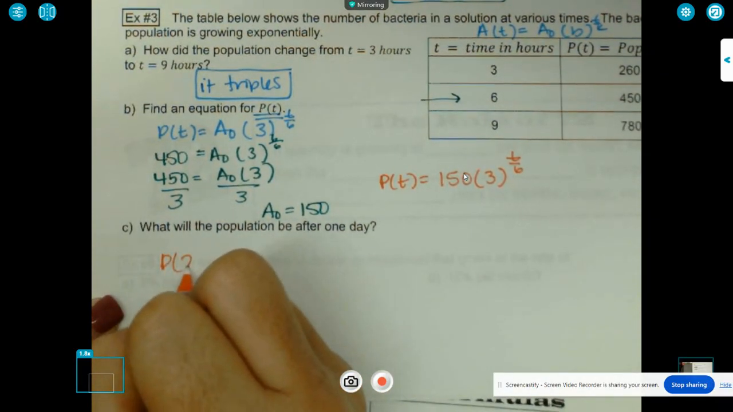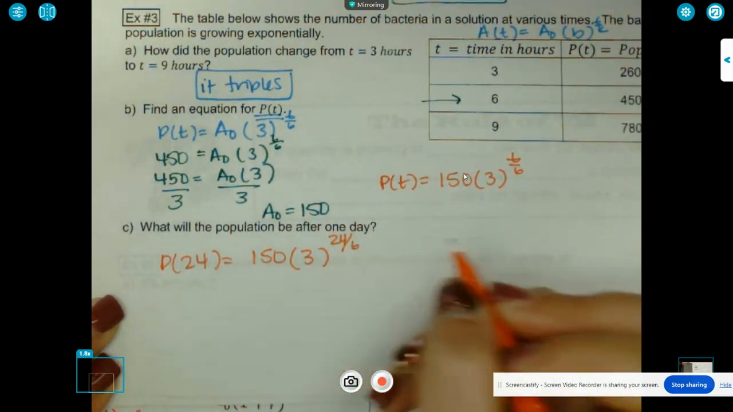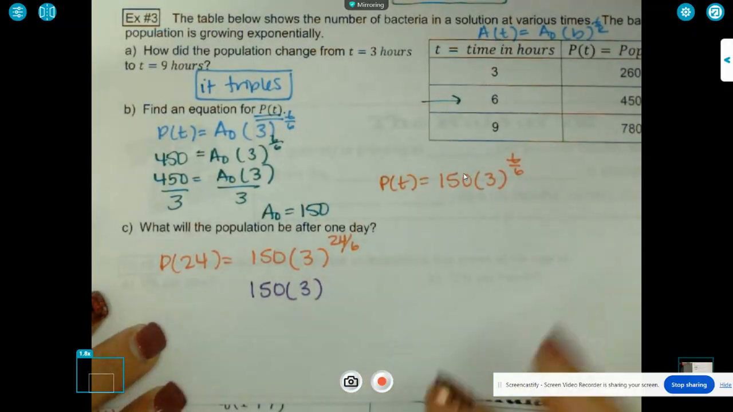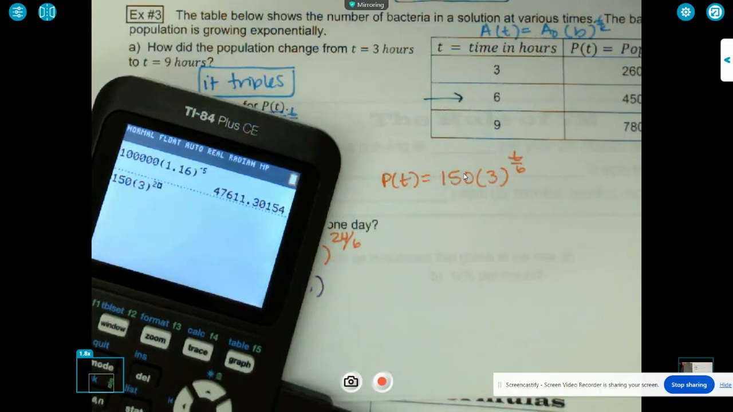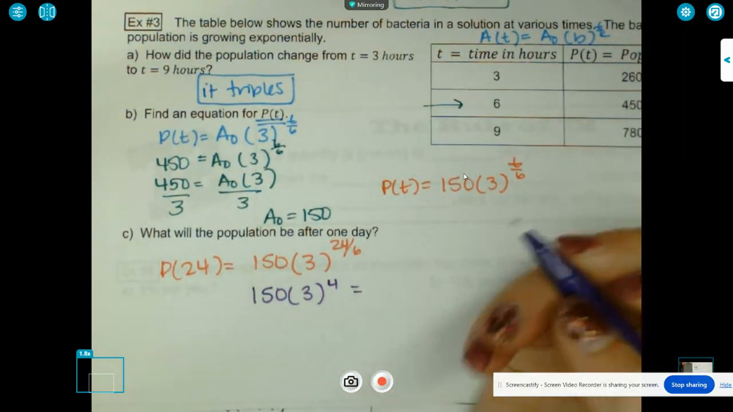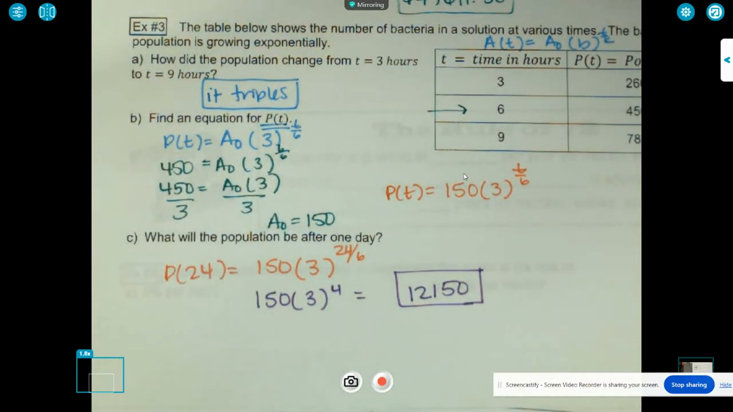So our P of 24 is 150 times 3 to the 24 over 6. What's 24 over 6? 4. Now, you're more than welcome to put 24 over 6 in your calculator. But I would love for you to know that 24 over 6 is 4 and just type in 4. It would just make me a lot happier, okay? I'll just type in 4. Okay, so what is our answer? 12,150. All right. Everybody good so far?